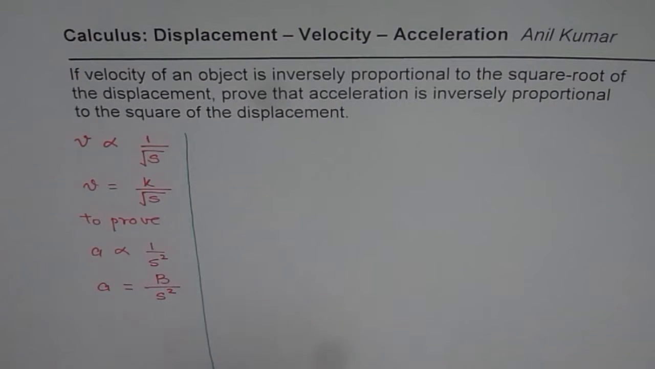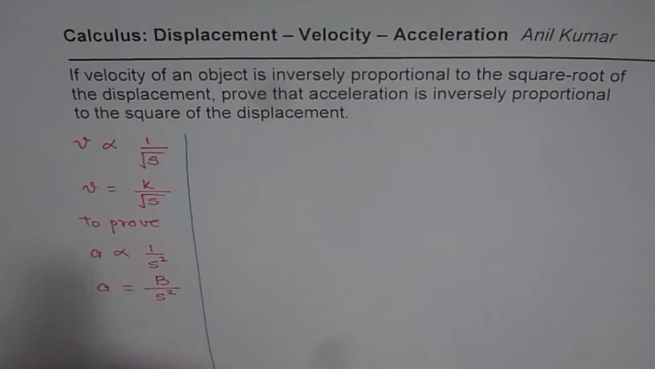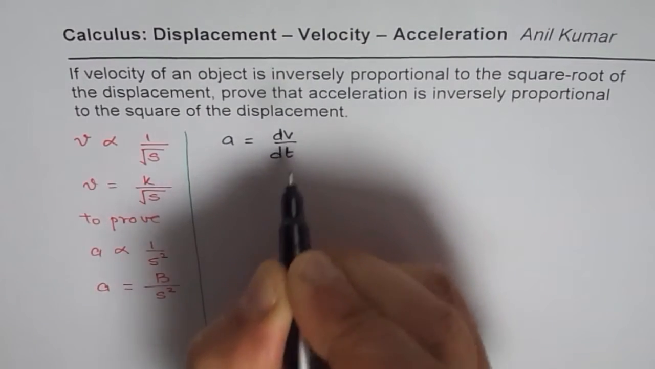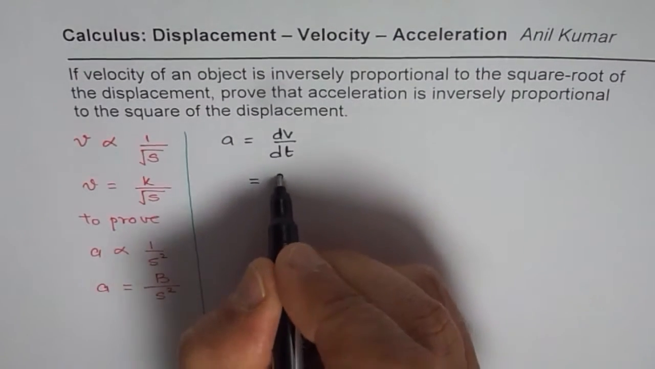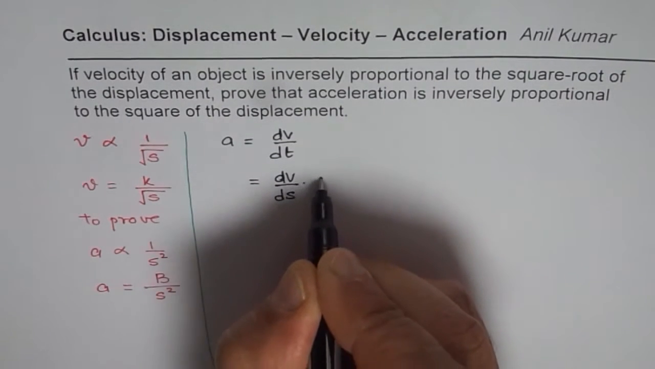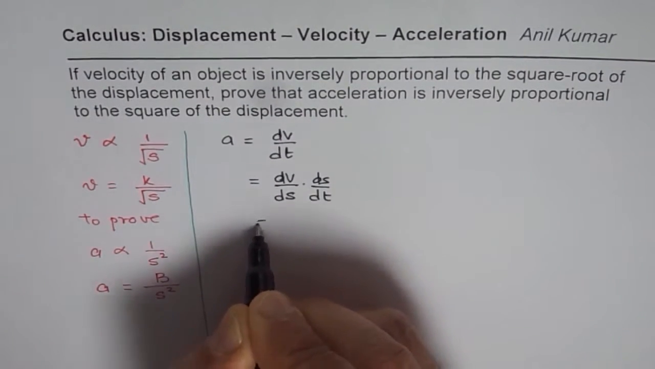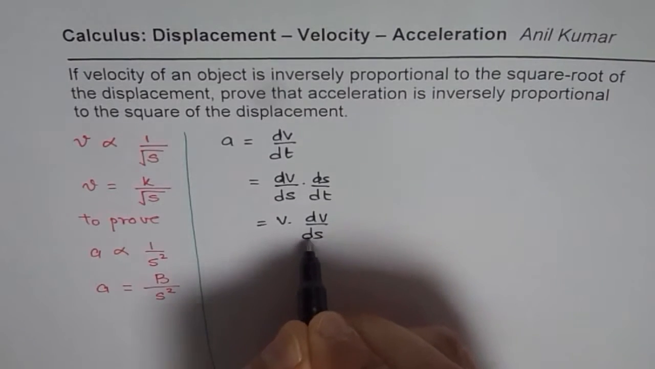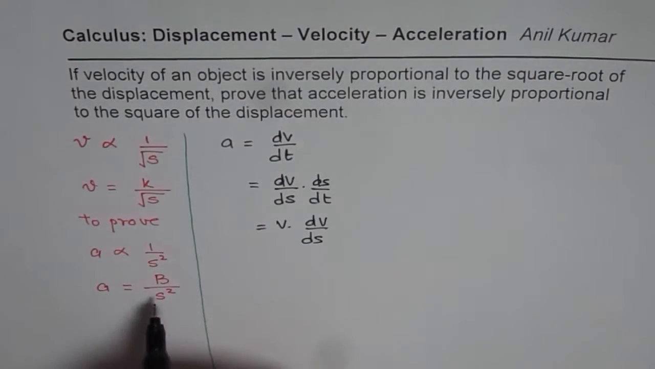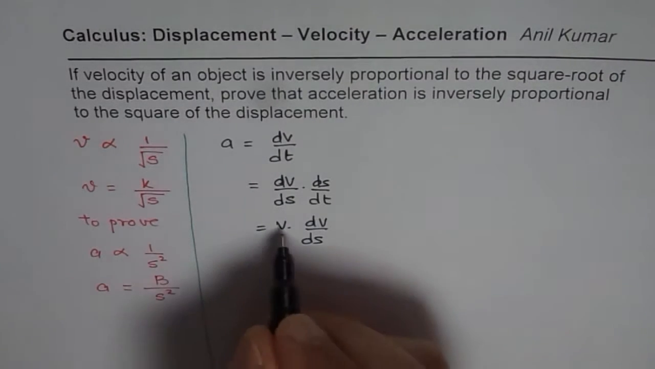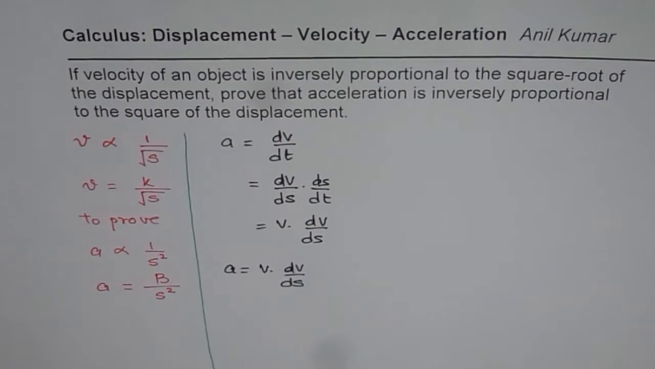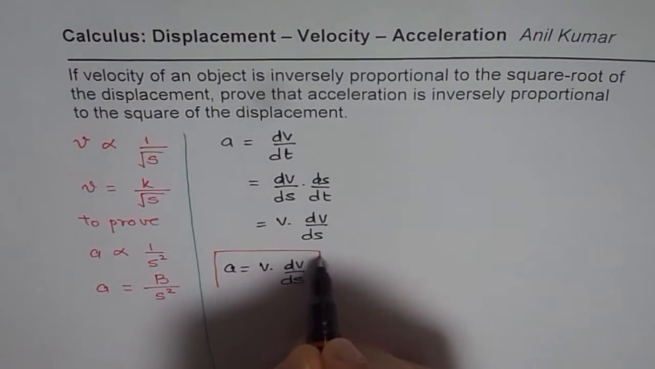Now let's see, what is the relation between acceleration, velocity, and displacement? We know acceleration is equal to dv dt, the rate of change of velocity, right? Now we could write this using the chain rule as dv ds and ds dt, right? So ds dt, as you know, is velocity, so we could write this as velocity times dv ds. So that is a relation of acceleration which we are going to use to prove this condition. So what we proved here is that acceleration is velocity times dv ds, right? So that is a very important relation. Let me highlight it.